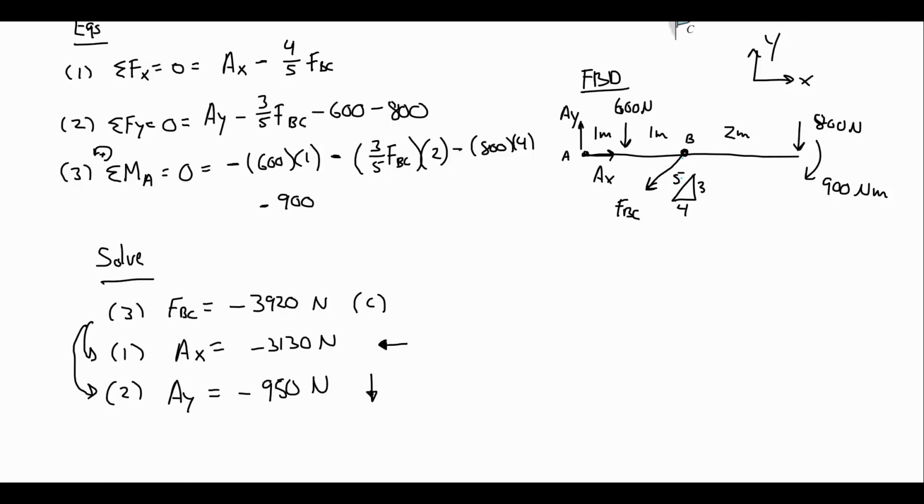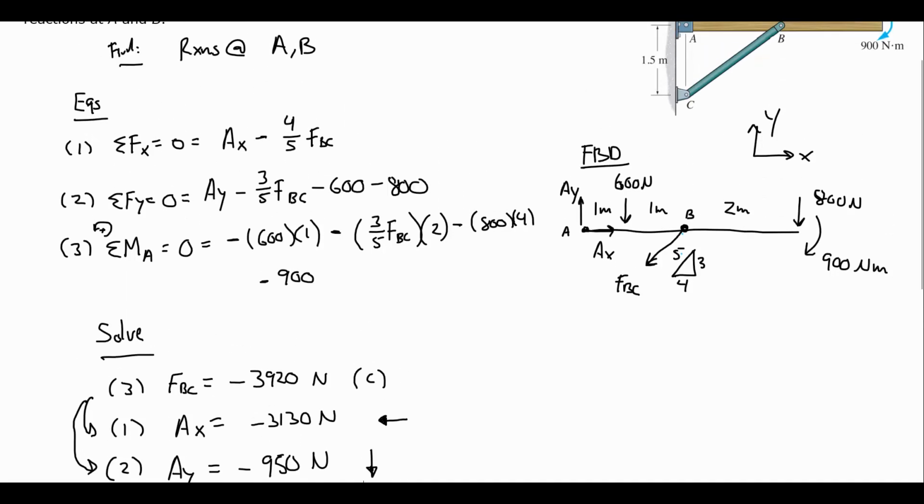I got the right numerical value or the right magnitudes for everything, and I have made my inference that FBC is going to be in compression, AX is going to be exerting a force to the left on my object, and AY is going to be exerting a force down on my object. So I found what I was asked to find, the reactions at A and at B.